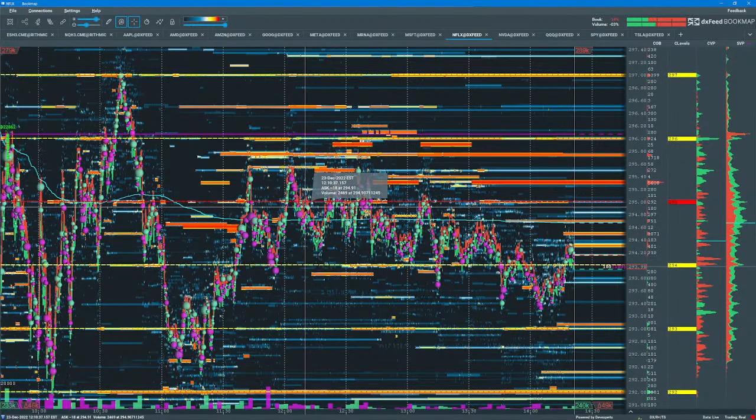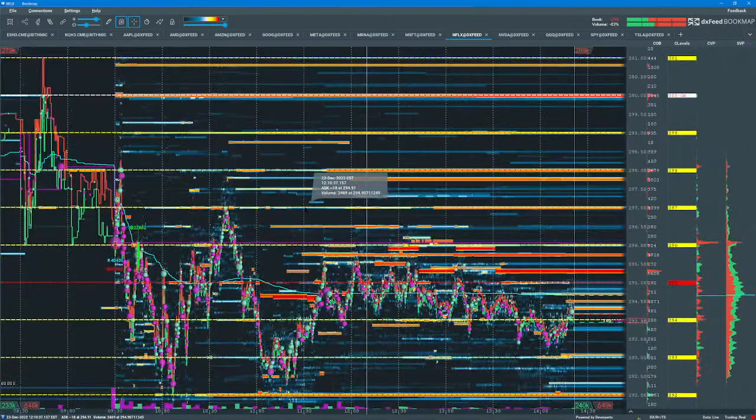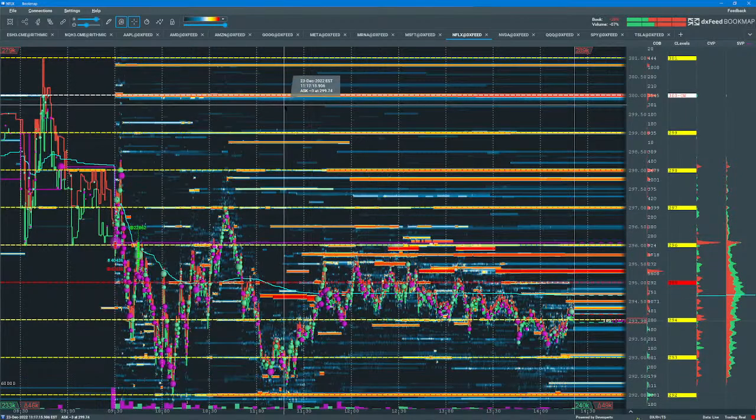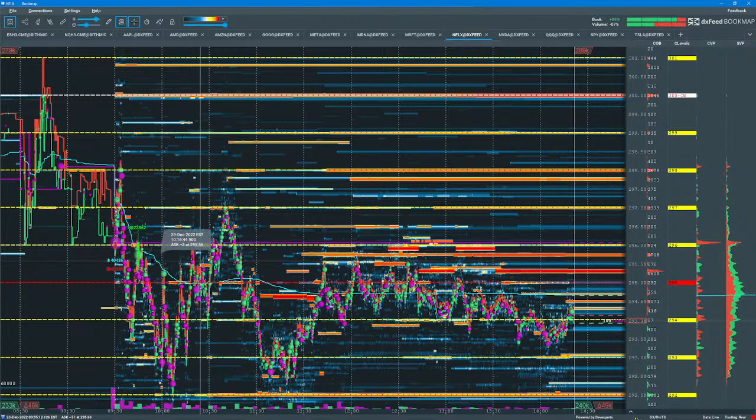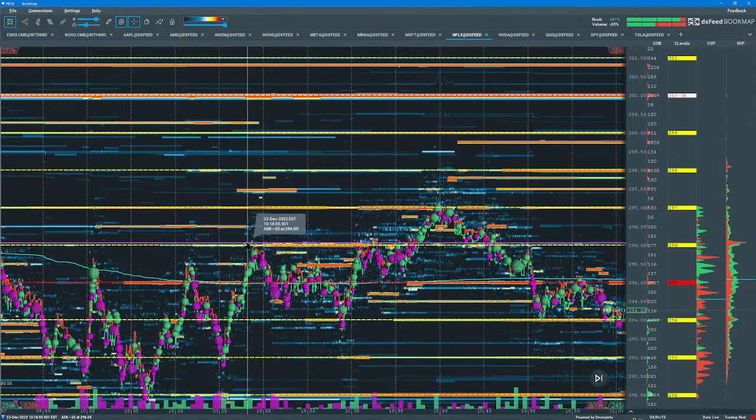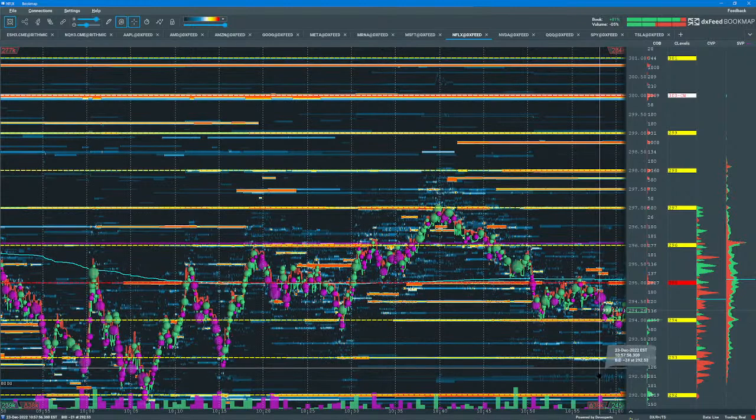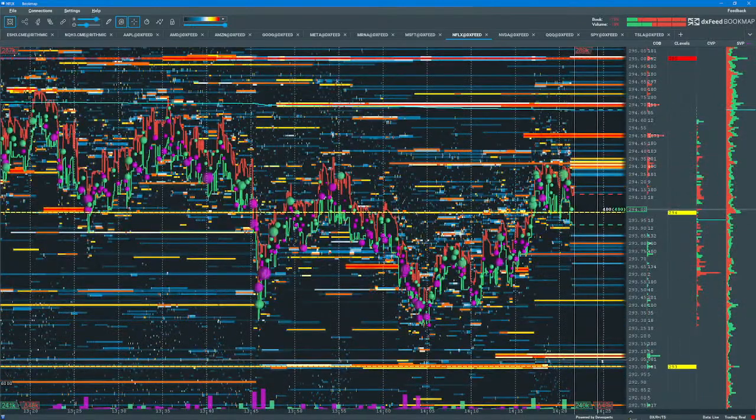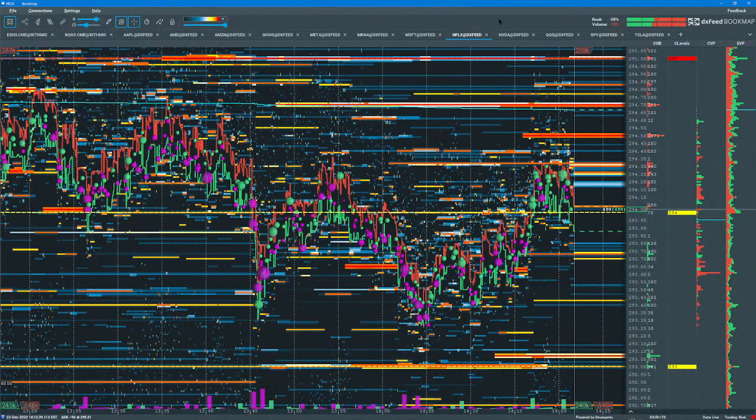Pretty choppy action in Netflix today. Anyway, there's the bullish setup in Netflix. And the next setup, Nvidia.